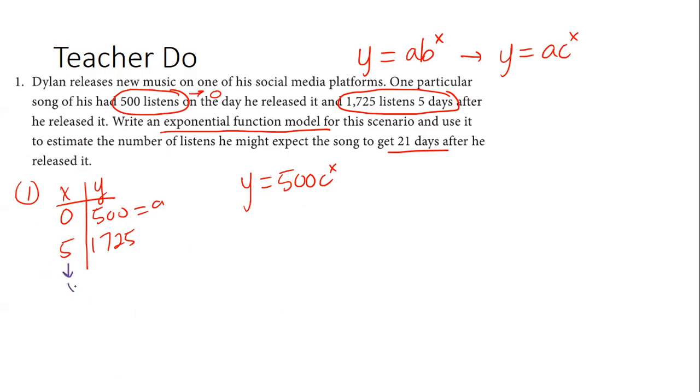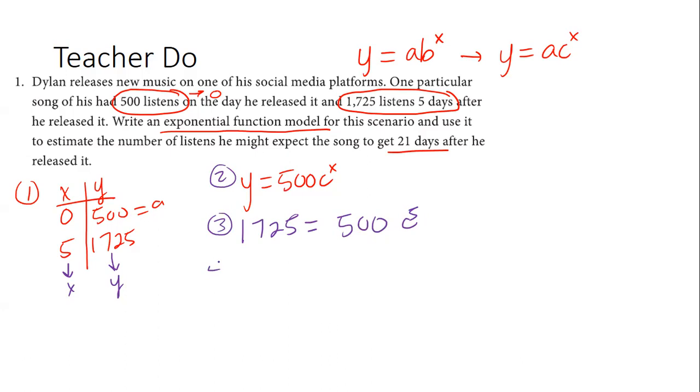So they gave us 5 for x and 1,725 for y. So we're going to substitute in. So y is 1725. We have 500. We don't know our c, but we know our x is 5. So we're plugging in. Now, instead of having 3 unknowns, we only have 1 unknown. And our job is to solve for that 1 unknown. Okay? Yes. So we made our table. We created our first model. And then we're plugging in to solve for that, right?